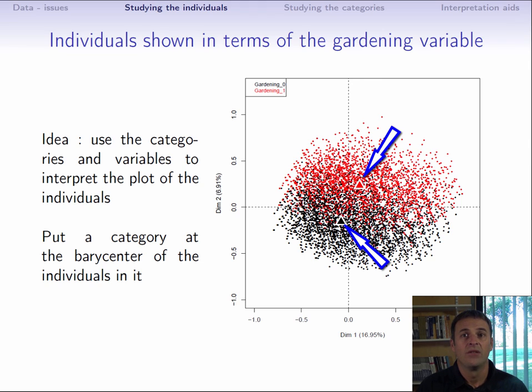Just remember that the origin of the cloud is at the barycenter of a given variable's categories, since each of its categories has a weight proportional to the number of individuals in it. Here, the gardening no point is closer to the origin than gardening yes. This means that there are fewer people that do gardening than don't.